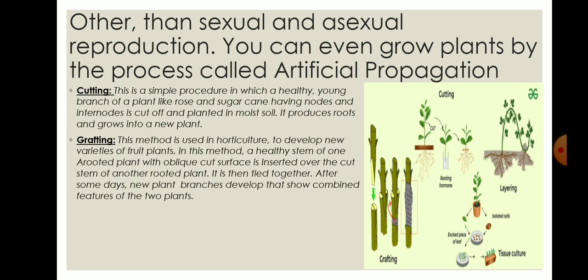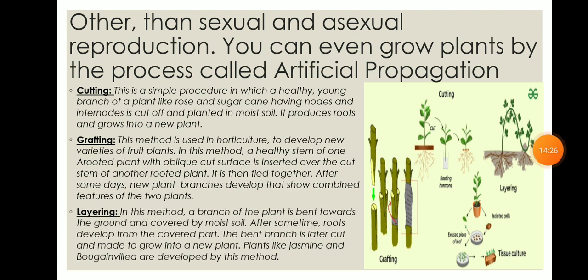Grafting. This method is used in horticulture to develop new varieties of fruit plants. In this method, a healthy stem of one rooted plant with a freshly treated cut surface is inserted over the cut stem of another rooted plant. It is then tied together. After some days, new plant branches develop that show a combined feature of two plants.